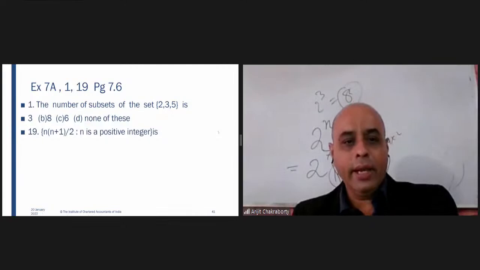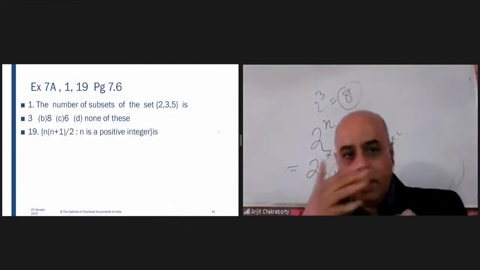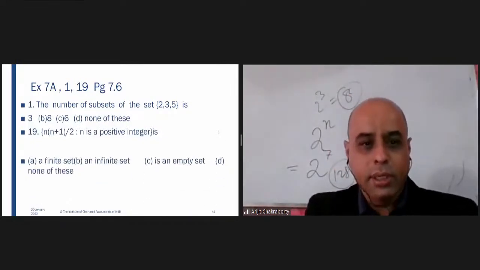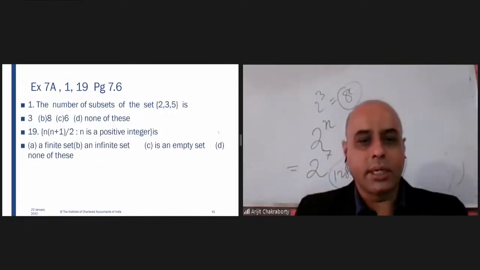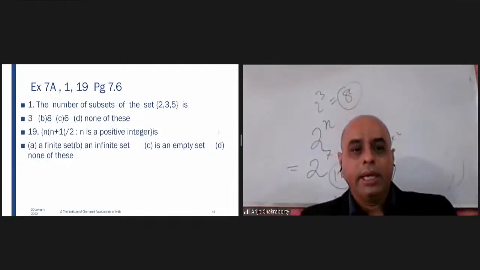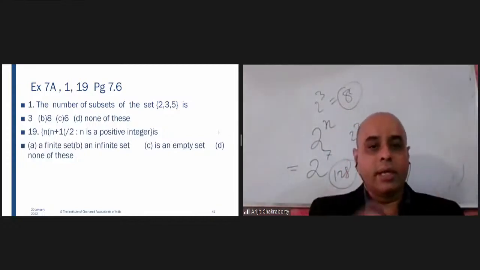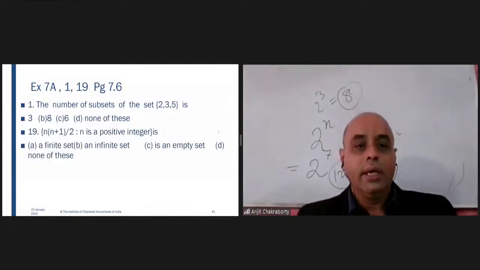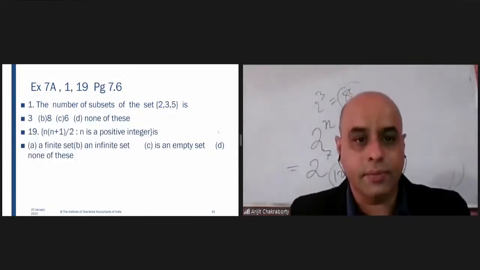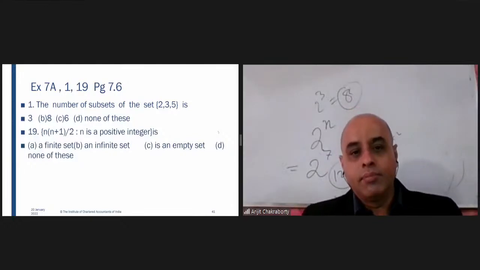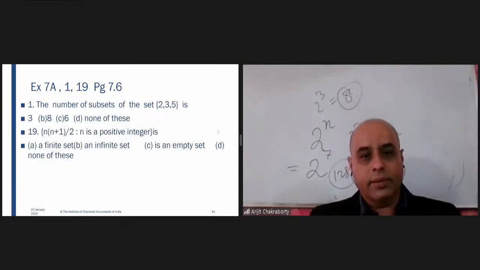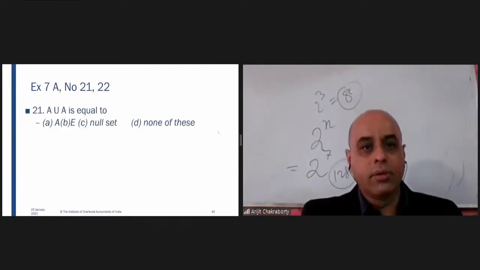Next one, number 19: n into n plus 1 divided by 2, where n is a positive integer. Is it a finite set? Is it an infinite set? Is it an empty set? Definitely it is not an empty set. It could be either finite or infinite, but it is given that n(n+1)/2, where n is a positive integer. So it will basically be a finite set, a countably finite set. Okay.